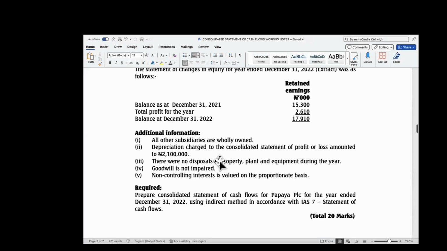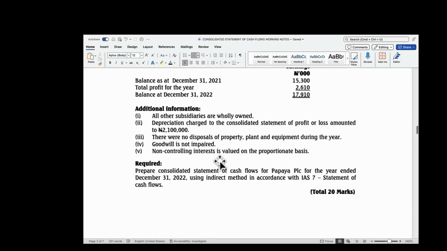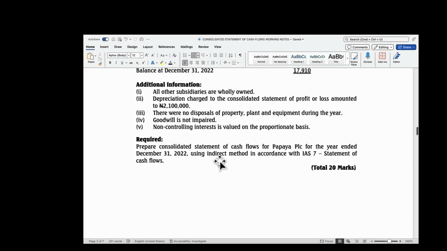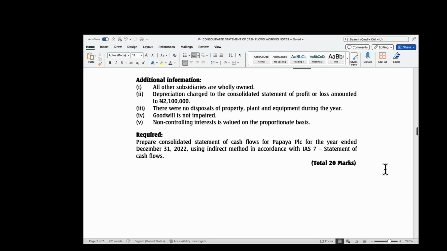You are required to prepare the consolidated statement of cash flows for Papaya PLC for the year ended December 31st, 2022, using the indirect method in accordance with IAS 7. Okay. Now, using the indirect method, the first thing we need to do in any question on cash flows, you need to calm down and keep it simple by examining the movement.